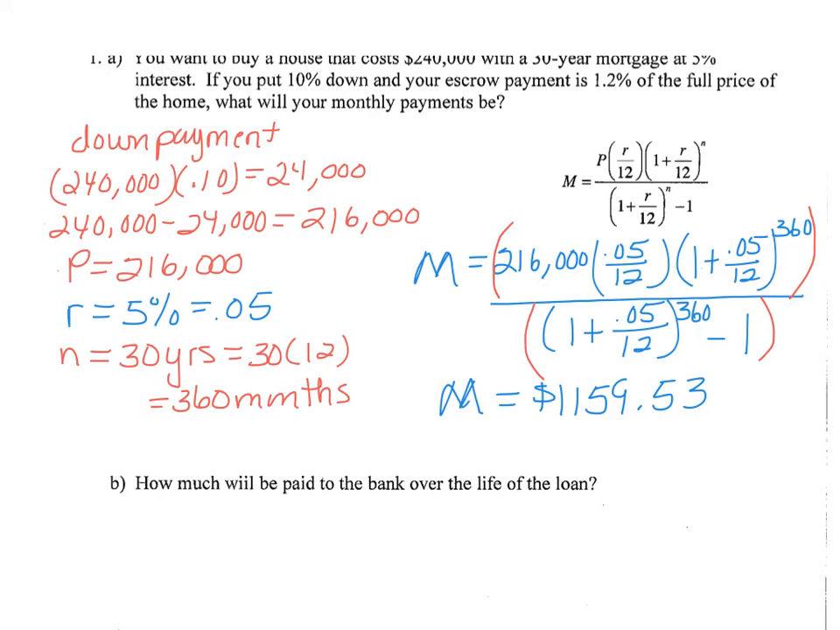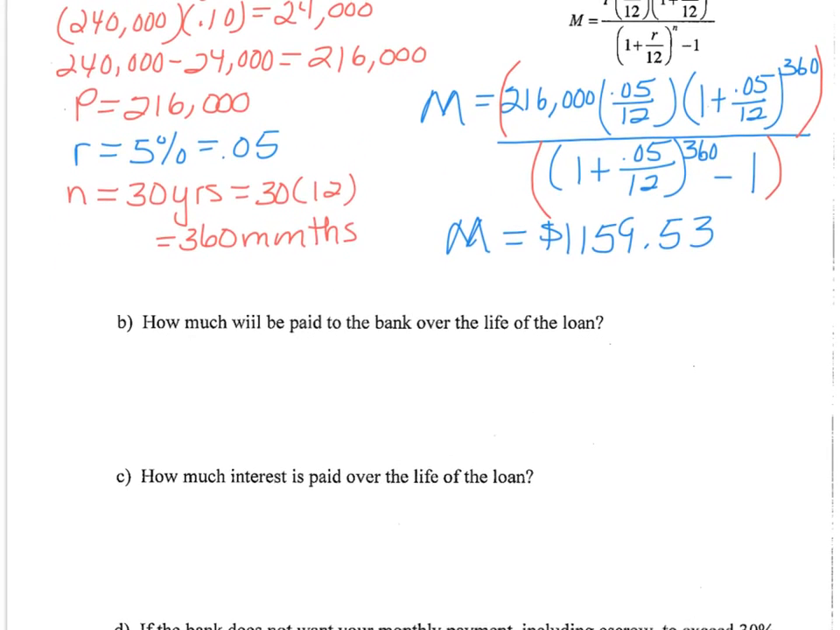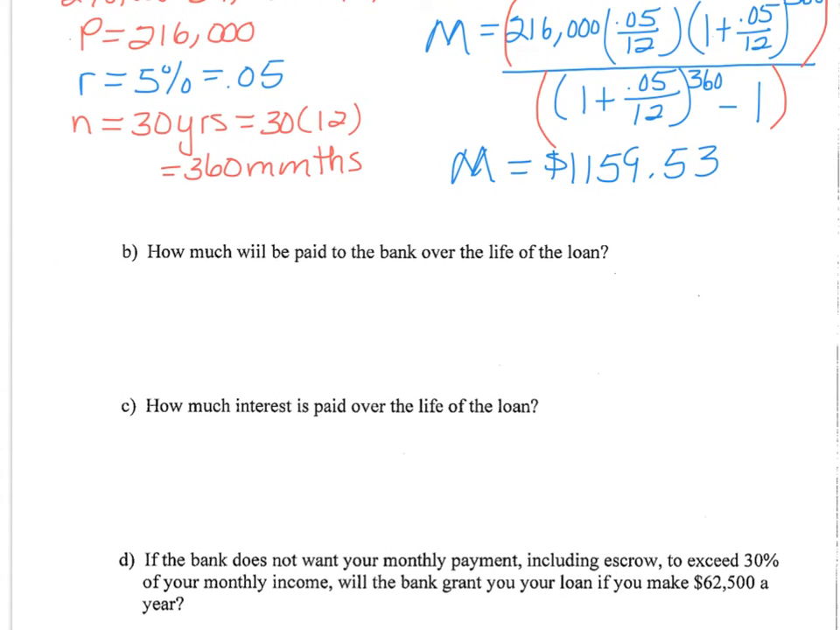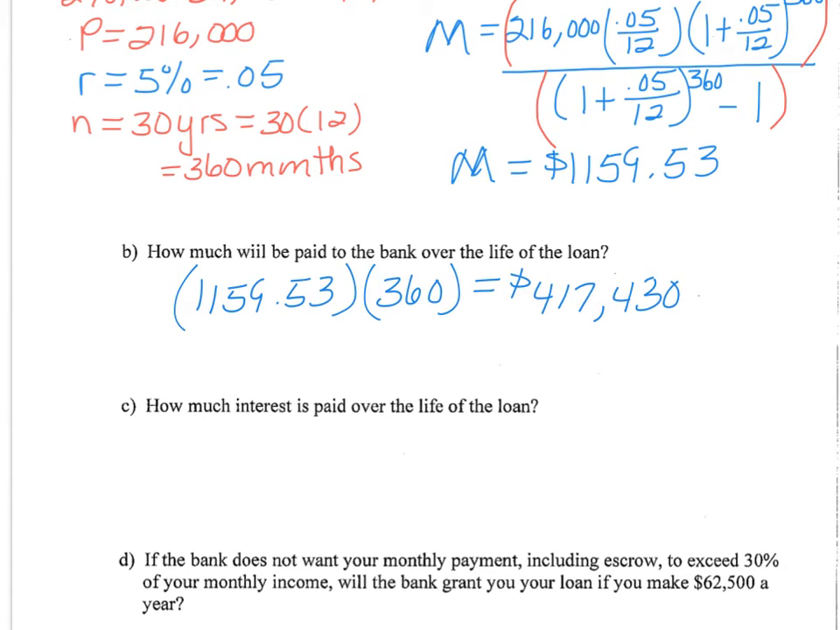All right, let's go on to letter B. Letter B says, how much will be paid to the bank over the life of the loan? Well, I'm paying $1,159.53 per month. And how many months did we say we're going to be paying this loan? You're right, 360 months. So it's $1,159.53 times 360. So we're going to end up paying $417,430.80.